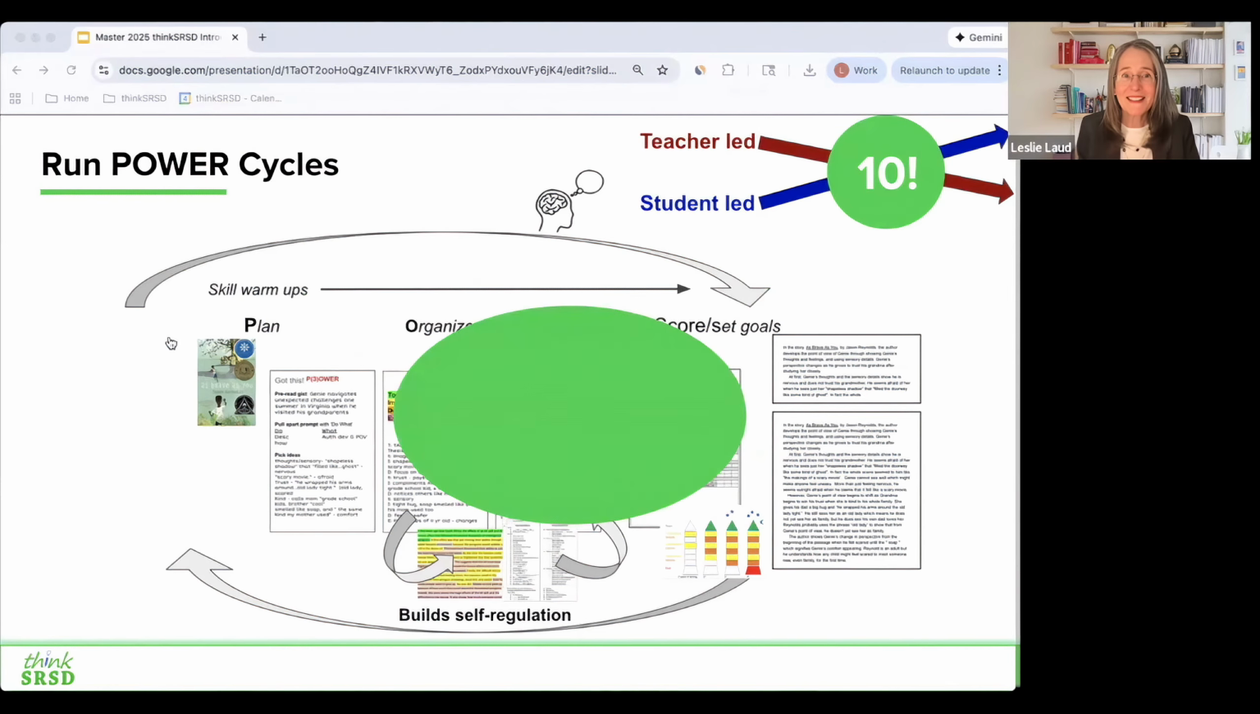And when that happens, that's when self-regulation kicks in. And that's the best part, when our kids have that agency, empowerment, and can carry themselves through the writing process, and we're on the side supporting and coaching them.